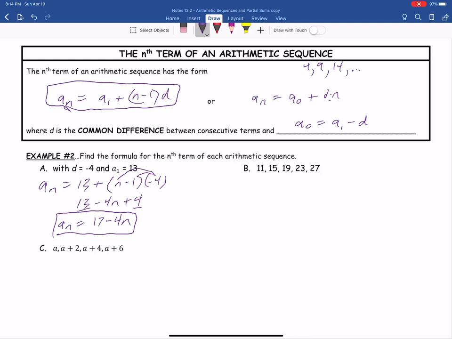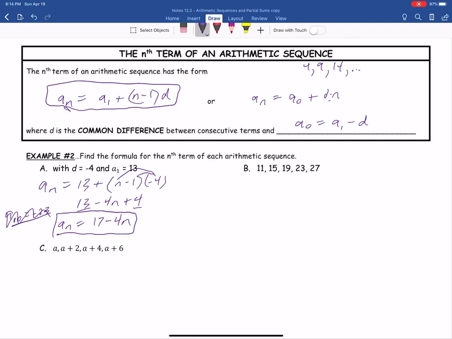Okay. And now the nice part is we could find any term that we wanted. Let's say, and they didn't ask us for this, but let's say that we wanted to find the 10th term. All we have to do is plug in 10 for n. So we'd have 17 minus 4 times 10. 17 minus 40. The 10th term is negative 23. Does that make sense? Okay. We didn't need to find that, so I'm going to scratch it out. But hopefully that's the purpose of this.